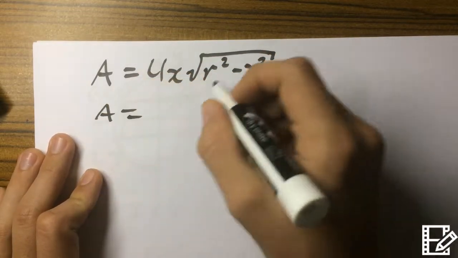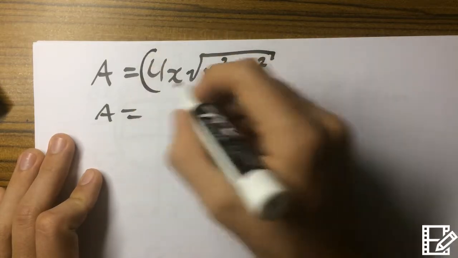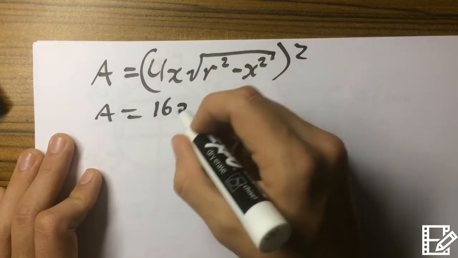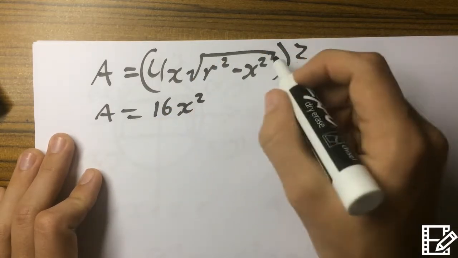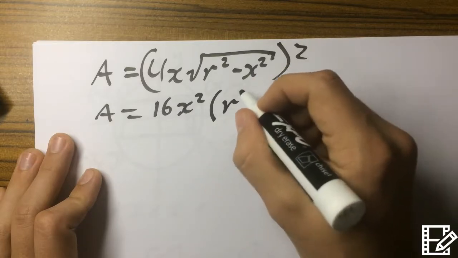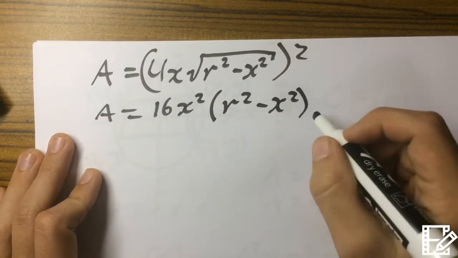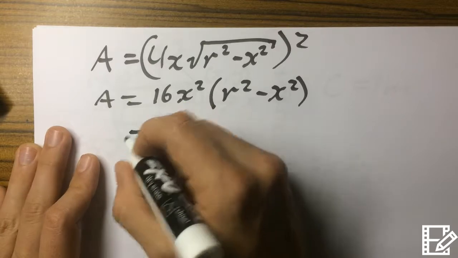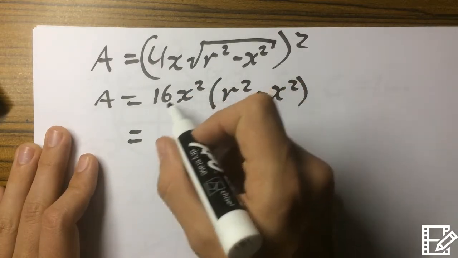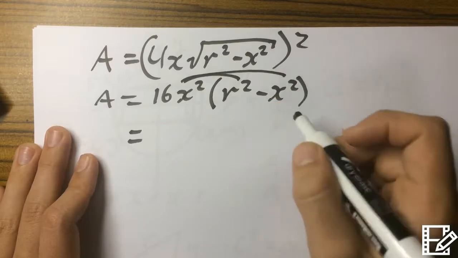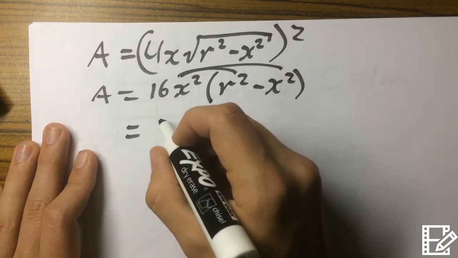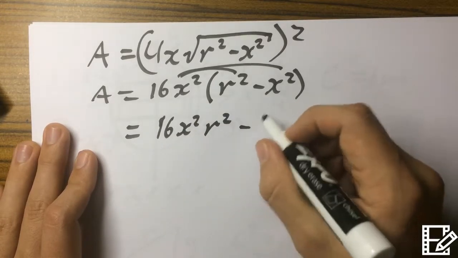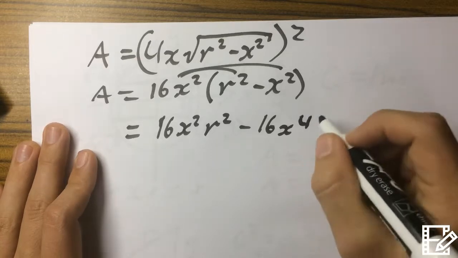So the area squared is going to be equal to this whole thing squared. 4 squared is 16, x squared is x squared, and the square root of r squared minus x squared squared cancels, and we're just left with r squared minus x squared to the power of 1, because we got rid of the square root by squaring it. Okay, so we're going to multiply the 16x squared into each one of these. That's going to give us 16x squared r squared minus 16x to the power of 4.